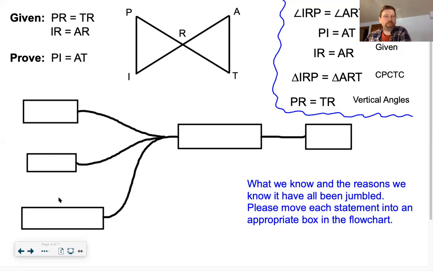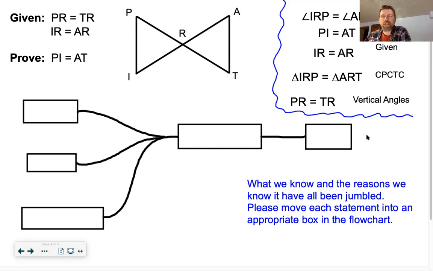So here we have the outline of what the flowchart proof is going to look like. Please note, not all flowchart proofs are going to have this exact same order. This particular one does. What we're going to do is take all of the reasons and all the things we know and the reasons we knew them. They're all jumbled up. They're the same things we had earlier, just jumbled up. And we're going to put them into the appropriate box.